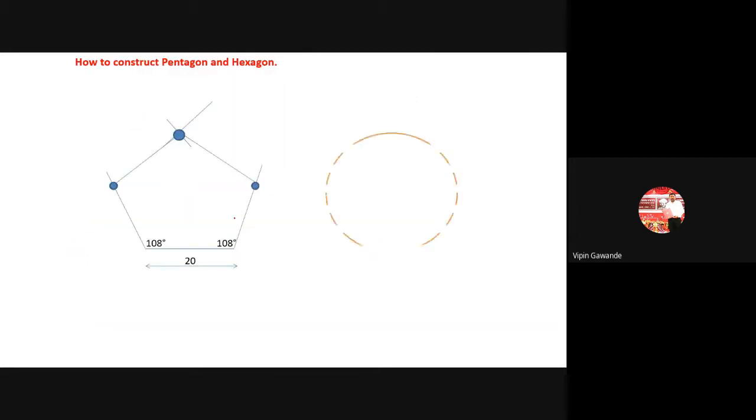Then here two things again you have to remember. In case of the pentagon, the included angle is 108 degree. Okay, this is also very important. In case of pentagon, the included angle is how much? It is 108. Okay. And in case of this hexagon, the included angle is how much? It is 120 degree. So just remember these two angles, very important.